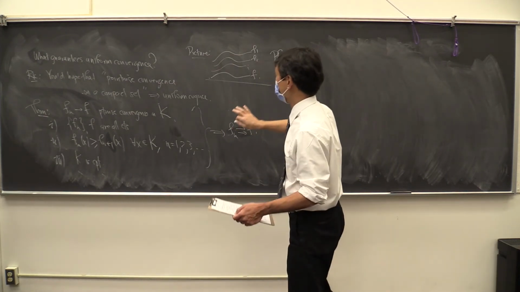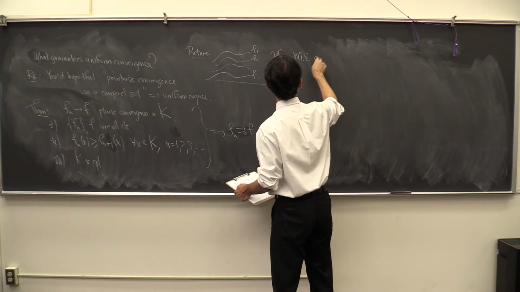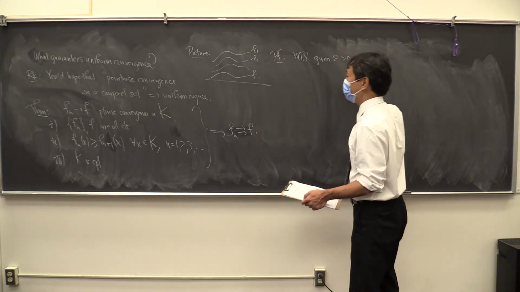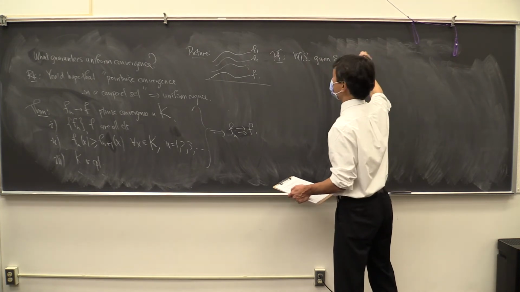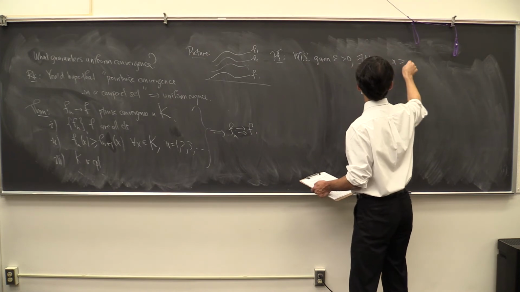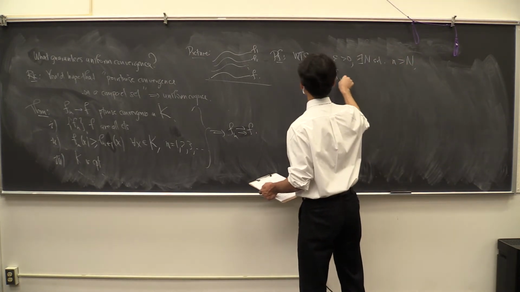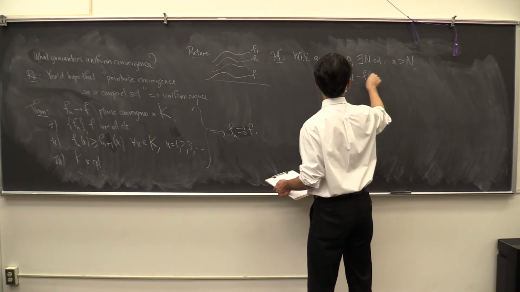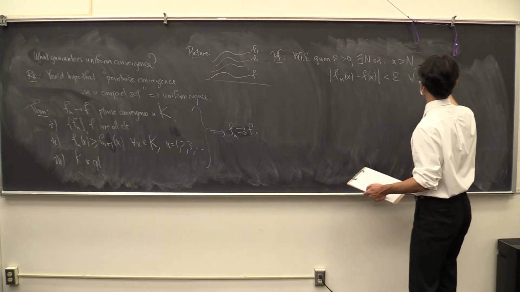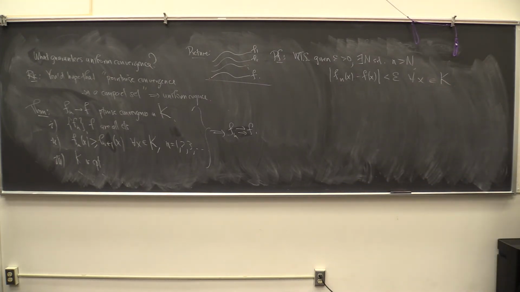So we want to show uniform convergence. In other words, we want to show that given an epsilon, there exists an N such that whenever you're past that N, the distance between f_n and f is smaller than epsilon for everybody in x, for everybody in your set. Right, that's just the definition.